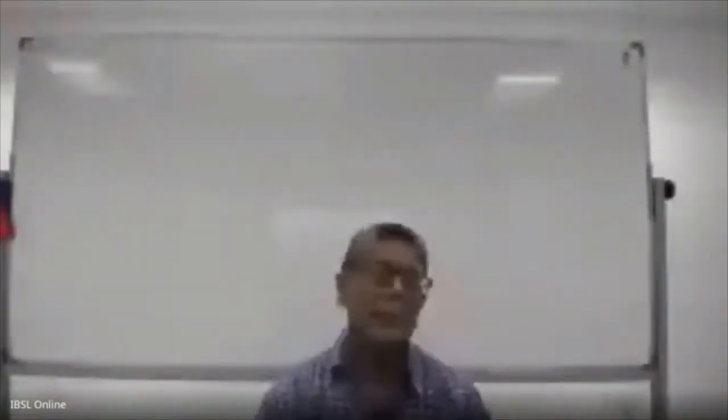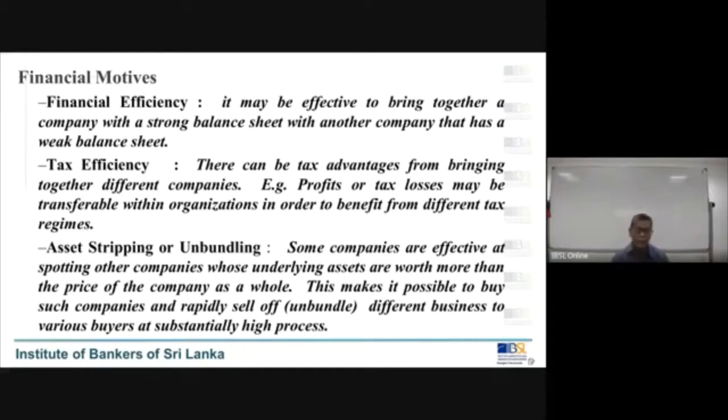Then maybe for tax efficiency, there can be tax advantages from bringing together different companies. Profits or tax losses may be transferable within the organization in order to benefit from different tax regimes. Sometimes the government also provides some tax benefits. Suppose two finance companies join together. Now the Central Bank strongly recommends that finance companies find another bank, because we noted that out of around 39 finance companies in Sri Lanka, only 10-15 finance companies are strong in terms of their capital adequacy, liquidity, and so on.